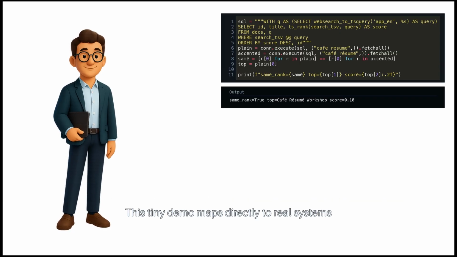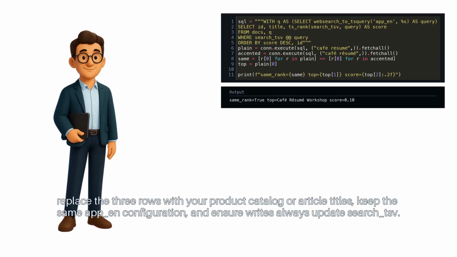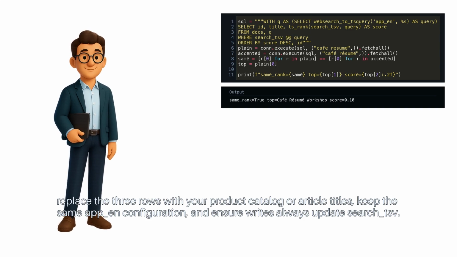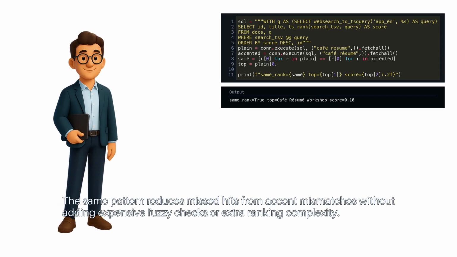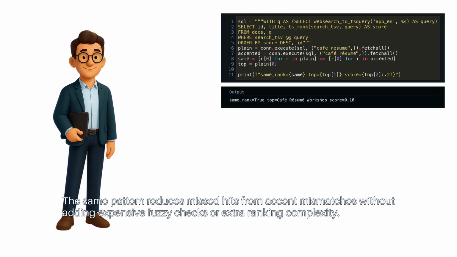This tiny demo maps directly to real systems. Replace the 3 rows with your product catalog or article titles. Keep the same app.en configuration, and ensure writes always update search_tsv. The same pattern reduces missed hits from accent mismatches without adding expensive fuzzy checks or extra ranking complexity.